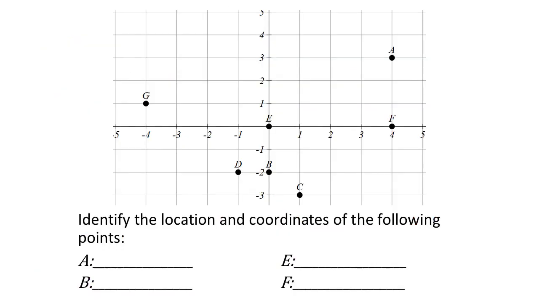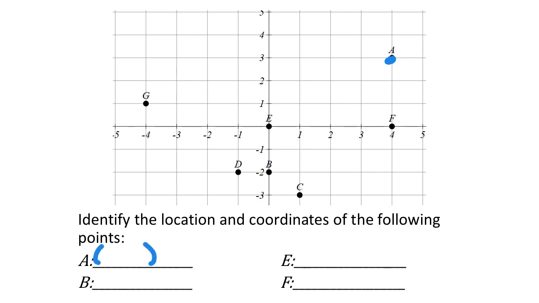So for this example, identify the location and coordinates of the following points. So there's two parts to this, and we'll discuss both of them. So the location is asking what part of the graph this is on, or the coordinate, the Cartesian coordinates, okay? So I look at A, right? Let's start with A. I first need to find it on the graph. There it is, top rightish. Let's look at the coordinates first.